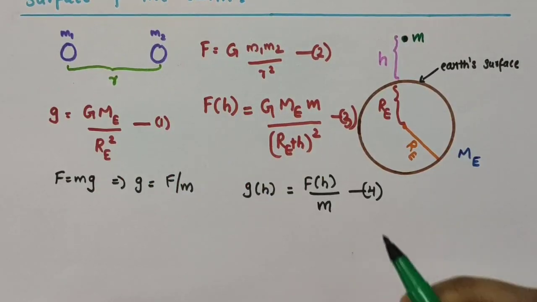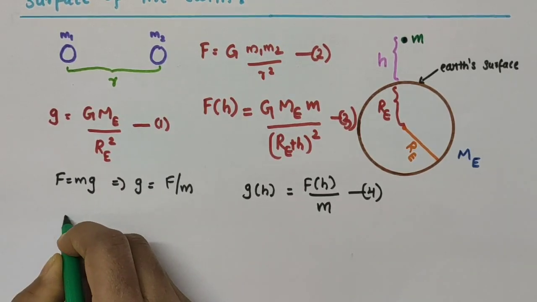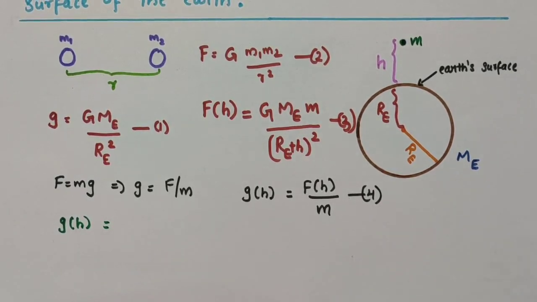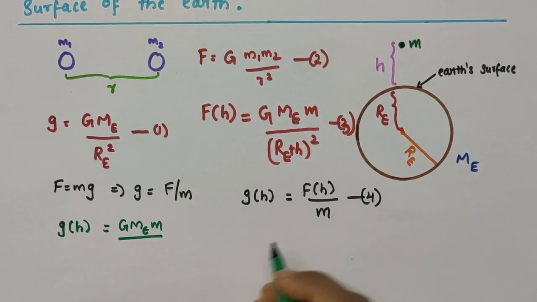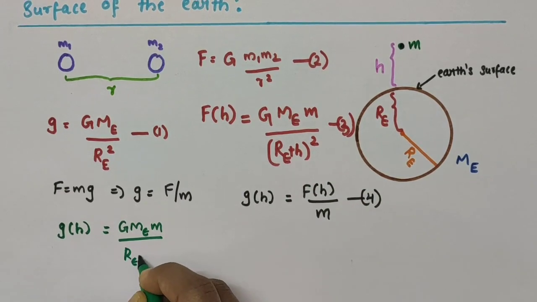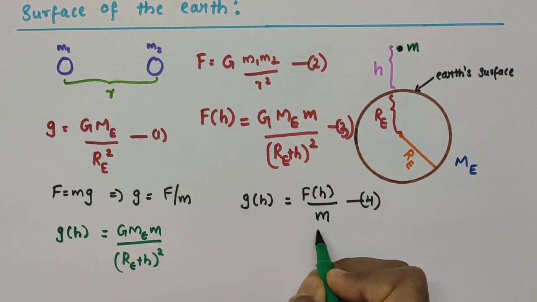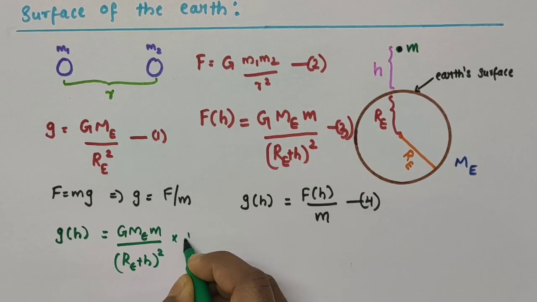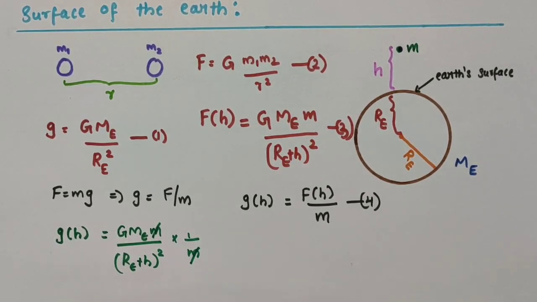Now I am going to substitute equation number 3 in equation number 4. From equation number 4, we have g of h = F of h / m. From equation number 3, we have F of h as G Me m divided by (Re + h)². That is F of h. F of h divided by m means F of h into 1/m. Okay, this m from the numerator and this m from the denominator cancel.